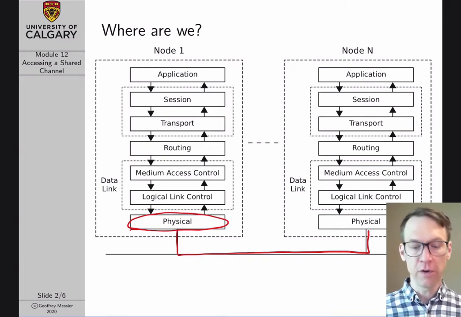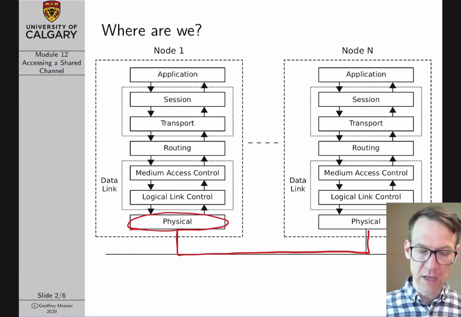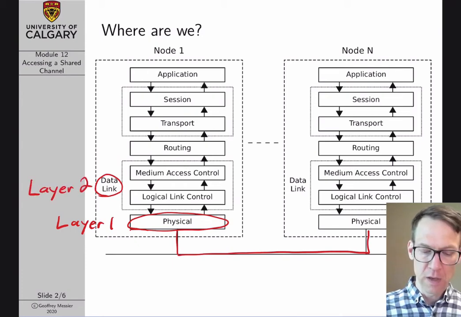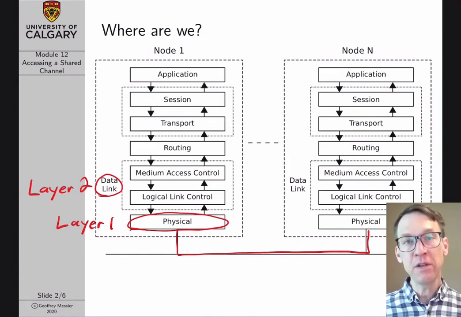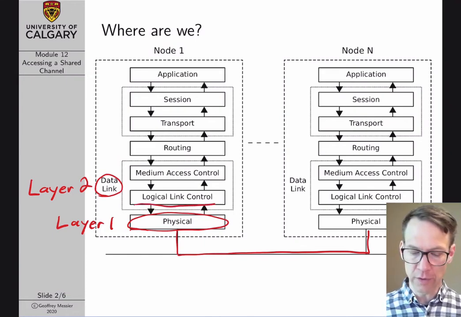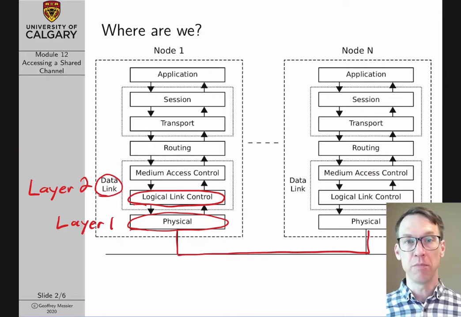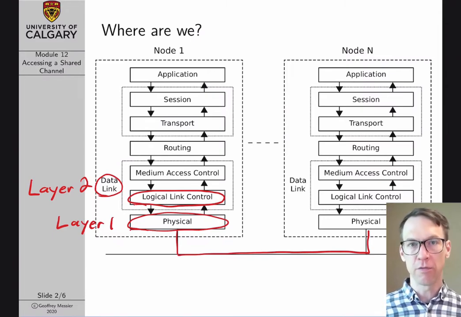Our focus currently is on the data link layer. If the physical layer is layer 1 of the protocol stack, the data link layer is, logically, layer 2. Up until now, we've been focusing on the logical link control sublayer within the data link layer. Conceptually, the purpose of the logical link control layer, or LLC, is to make the error-prone physical layer appear magically like it's error-free.